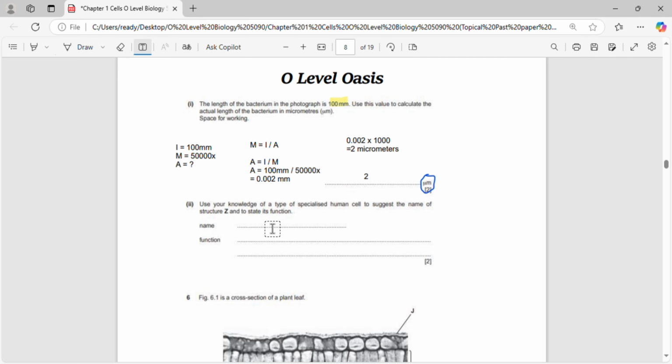Next, they are asking a related question about the same bacterial cell, specifically asking for the name of the structure labeled as Z. As we identified earlier, the structure is the flagellum. The function of the flagellum is to assist the bacterium in movement, as it serves as the locomotive organ of the bacterium.